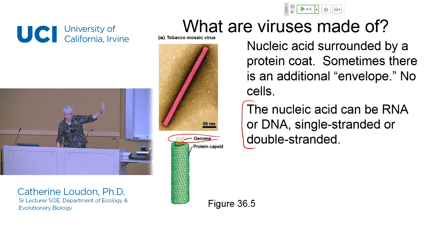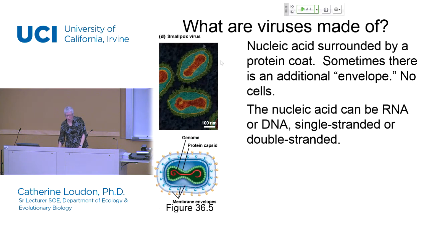The fact that this infects tobacco plants reminds me to remind you all that viruses can infect different kinds of living cells, whether it's plant or bacterial or animal or fungal or whatever. And let's look at one more. This is the smallpox virus. This is an example of something that actually does infect humans. This is our first example of an enveloped virus.